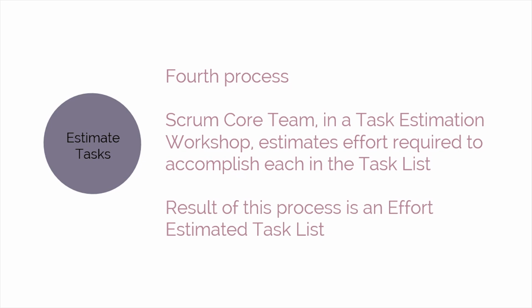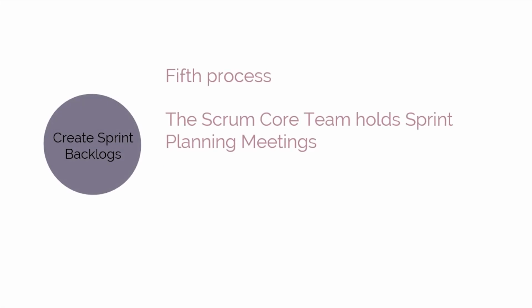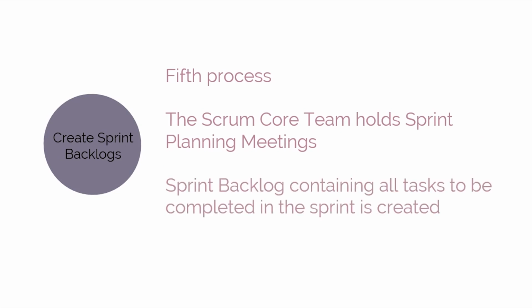The last process conducted during this phase is Create Sprint Backlog. In this process, the Scrum Core team holds sprint planning meetings, where the group creates a sprint backlog containing all tasks to be completed in the sprint.